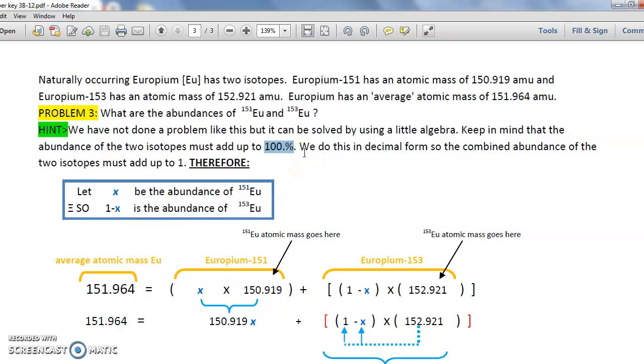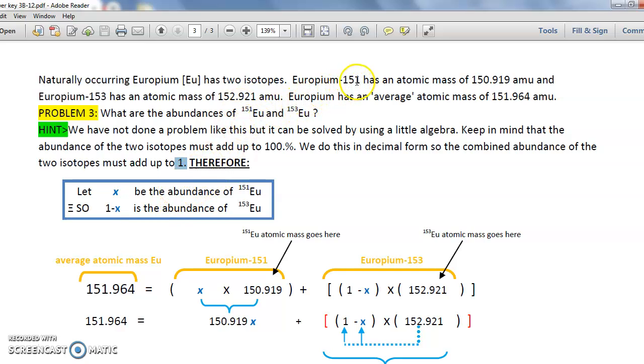But we don't do this in percent. We want to convert that 100% back to a decimal by sliding it 2 to the left or dividing 100 by 100, because when you put something in percent, you're essentially multiplying by 100. So to get it out of percent, you divide by 100 or move it 2 to the left. So the decimal contribution of 151 and the abundance in decimal form of 153 should add up to 1.